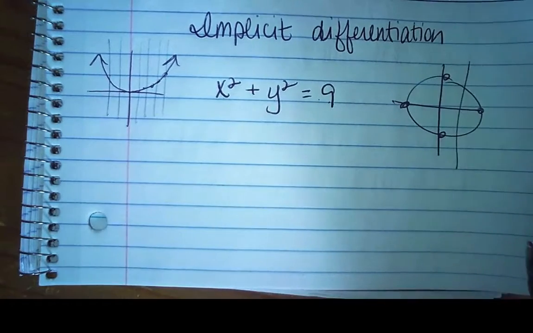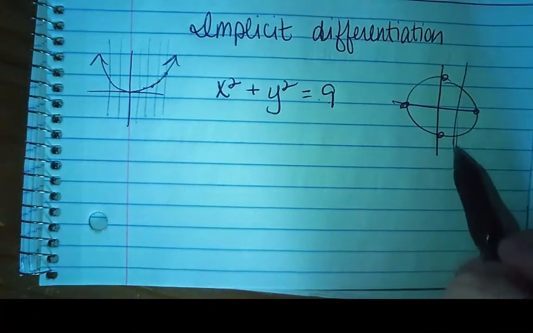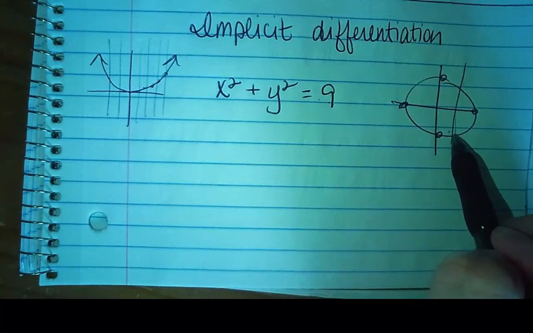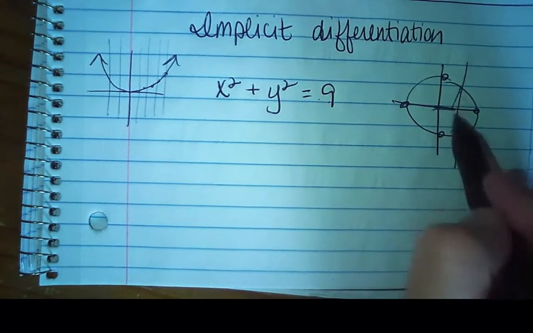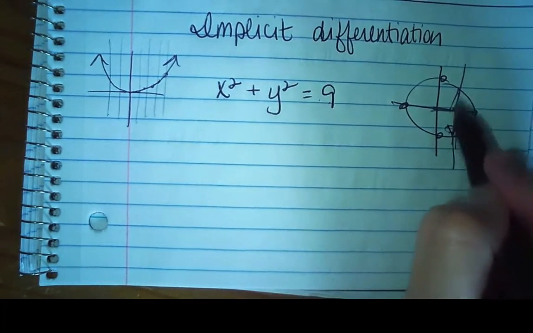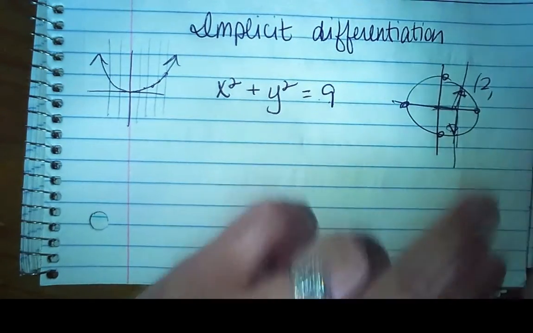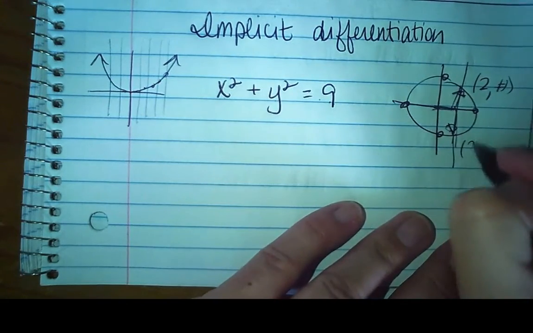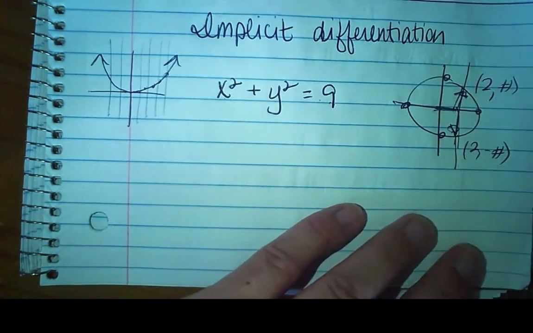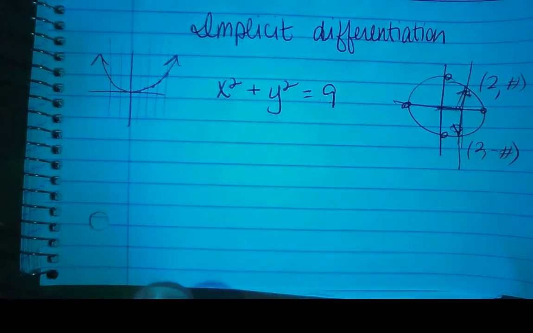Well, now when I do the vertical line test, it actually crosses my circle in 2 different places, which means this x value will spit out 2 different y values. Okay, so this will be, I don't know, 2 and some number, and then 2 and some negative number. So a single x value will spit out 2 y values.